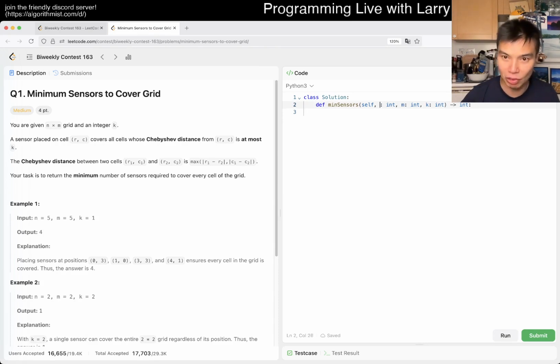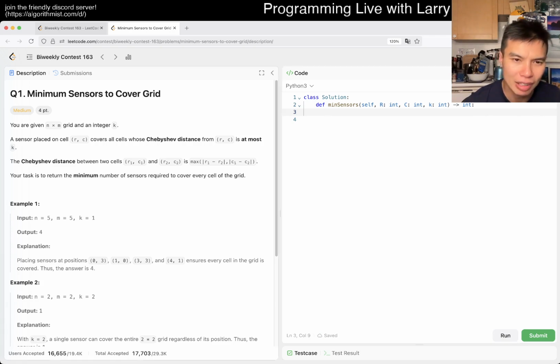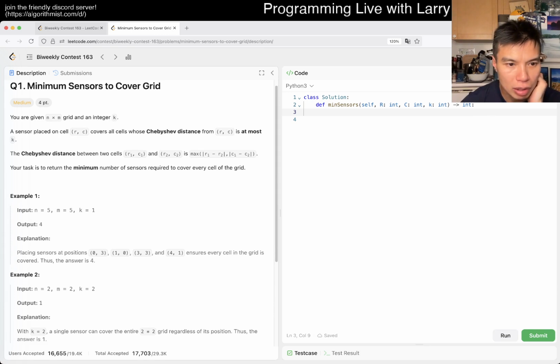I always convert these to R and C. It's less confusing. Oh, it's max. That's right. I always forget which one is this one for some reason. Okay. Quite every cell. Okay.